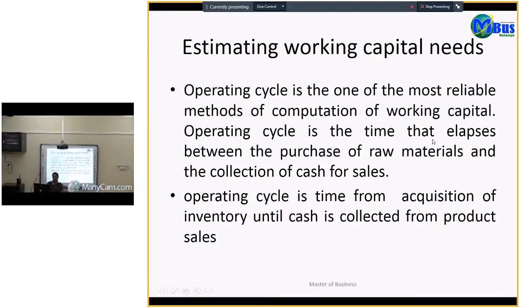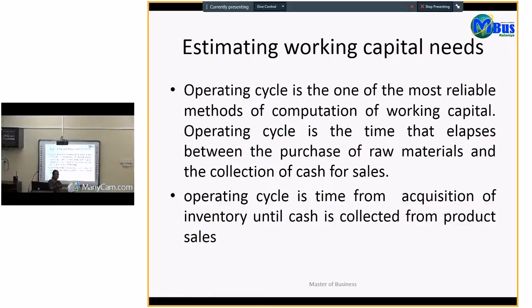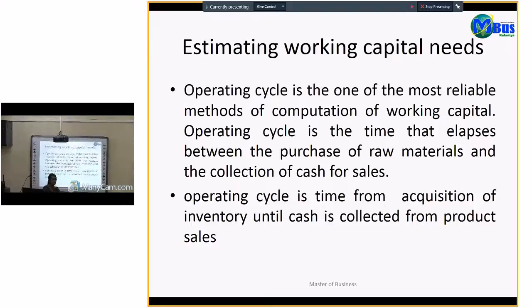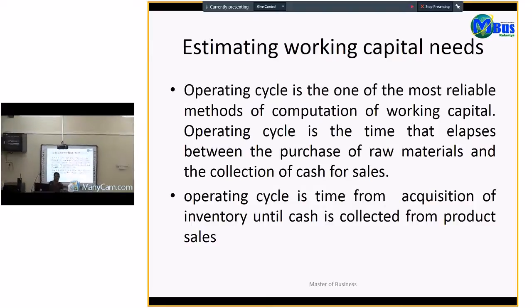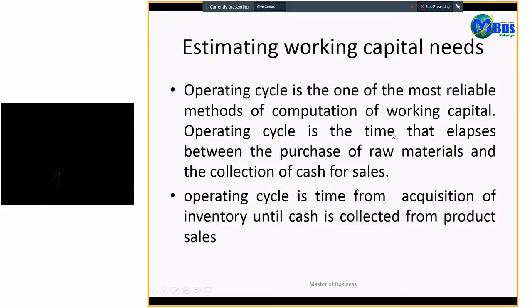Right. Estimating working capital needs. In order to estimate the working capital, we have to calculate the operating cycle, right? The operating cycle is how long the inventory period is, how long the receivable management period is, and the payable period, right? That collection of those is called the operating cycle. It explains that the operating cycle is the time that elapses between the purchase of raw materials and the collection of cash for sales.